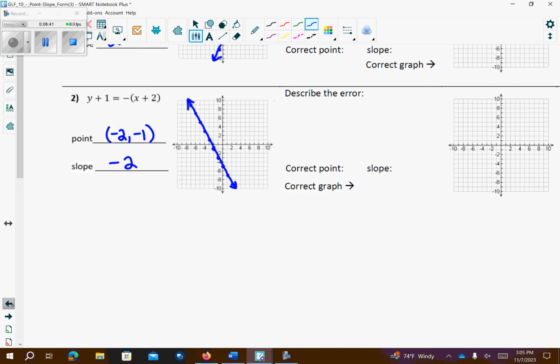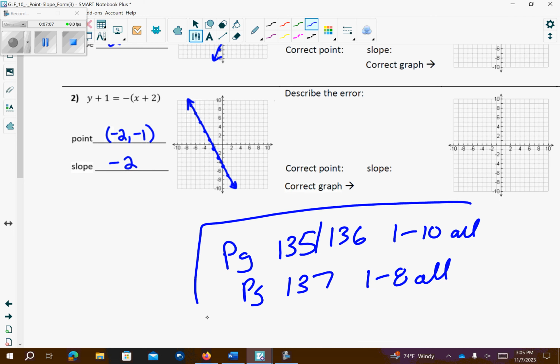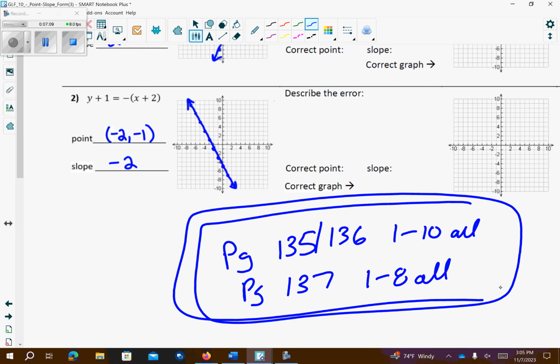All right, so now what I'd like you to do is for the rest of the period work on page 135 and 136 and do 1 through 10 all. And then also add to it page 137. And this is going to be some review. So let's have us work on page 137, 1 through 8 all. Okay, have a nice day.